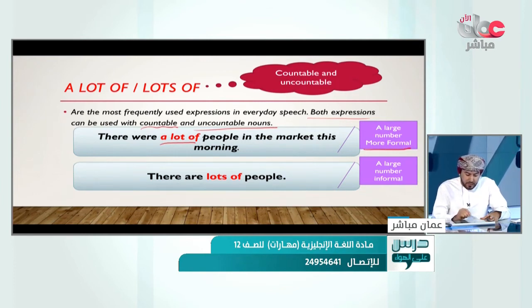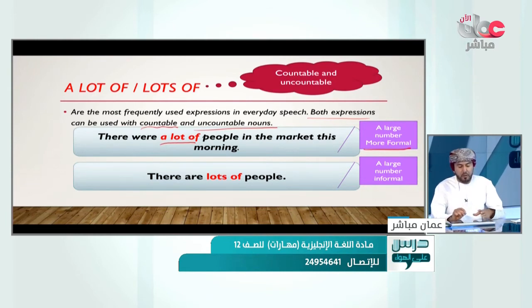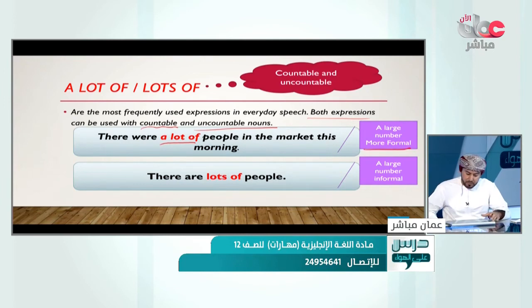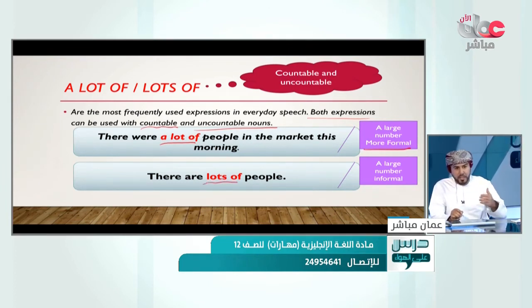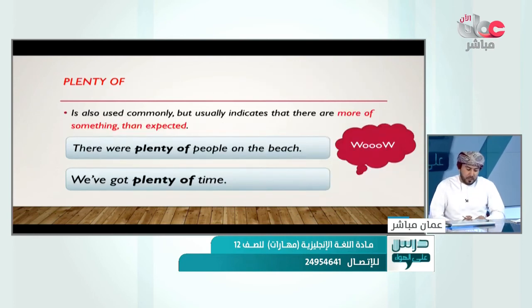As we said, there were a lot of people in the market this morning, which means that there are many people in the market going for shopping. It's a little bit more formal, but there are lots of people also means that there are many people, and as we said, it is used mainly for informal language, especially for speaking. All right. Let's move to the next slide.